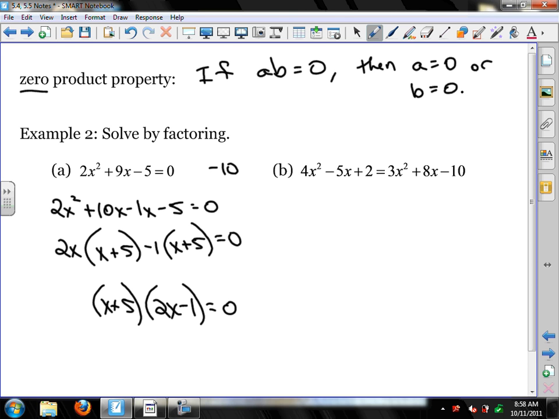Don't stop there because we haven't solved. Anytime it says solve, you want to get down to solutions. This is where you use the zero product property. It says if I multiply two things and I get zero, then one of those things has to be zero, which means x plus 5 has to be zero, or 2x minus 1 has to be zero.